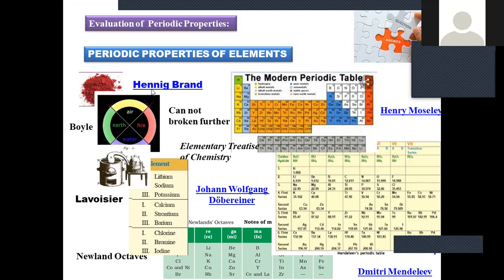The initially identified element in the periodic table is phosphorus, by the scientist called Hennig Brand, right? Later, these were further classified by Boyle. So Robert Boyle is the next scientist who made a certain classification.